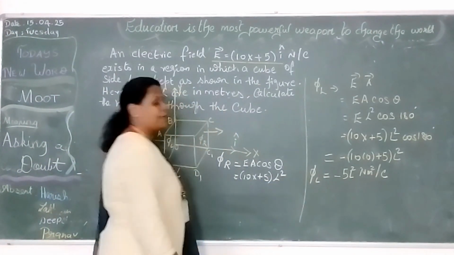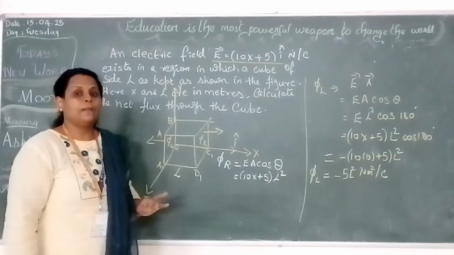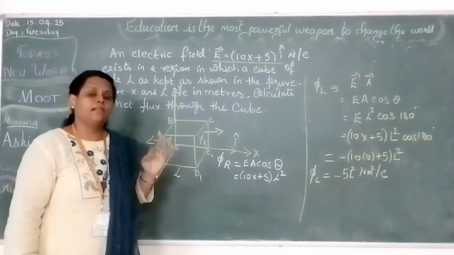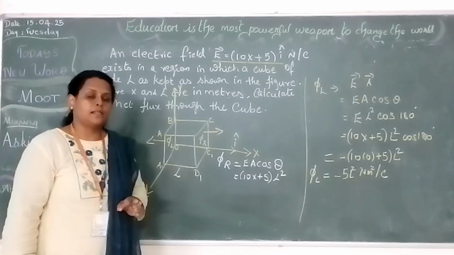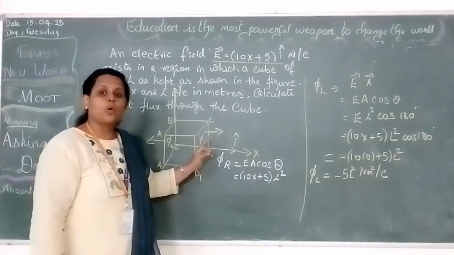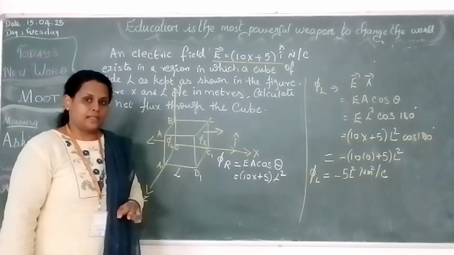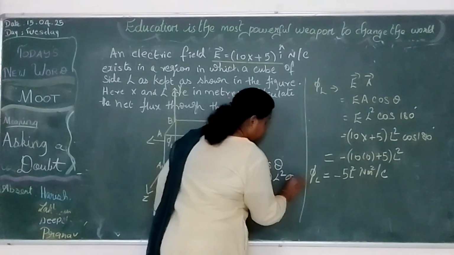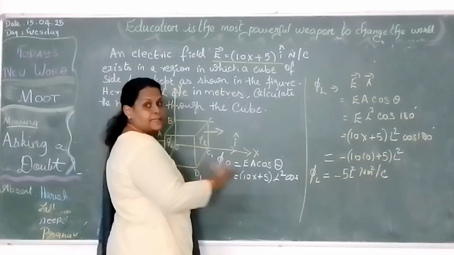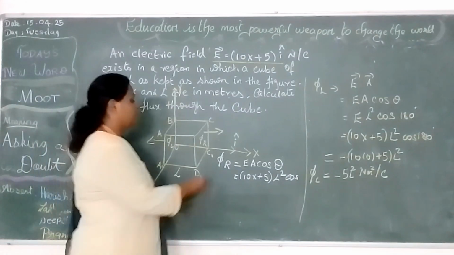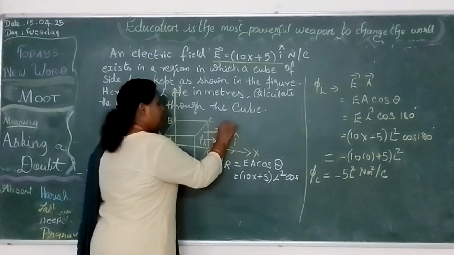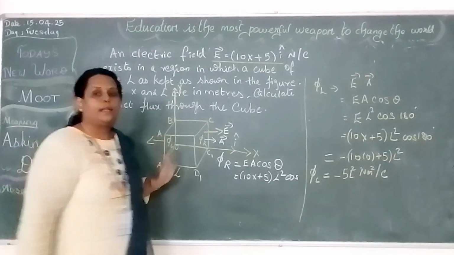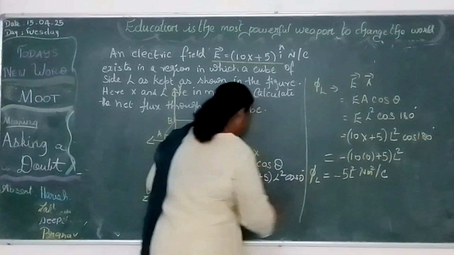What will be the theta value? For E dot A, we have to look at both the electric field's direction and the area vector's direction. The electric field is towards the right and the area vector is also towards the right. Since both vectors are along the same direction, E vector and A vector, the angle is 0 degrees, so cos 0 degrees.